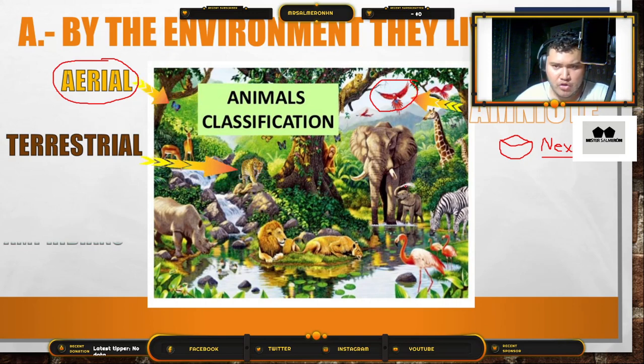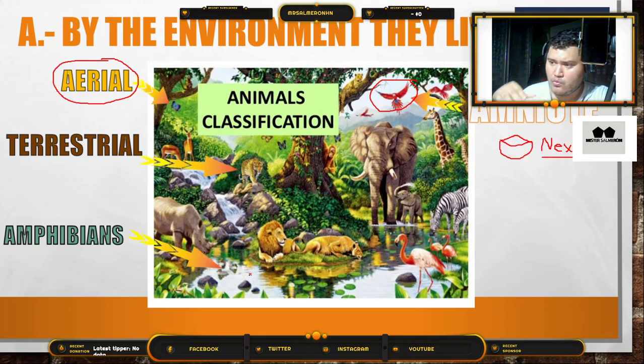Now, after the amniote, we have the amphibians. Amphibians are animals that can live in both places, water or land. How is that possible? There are animals that can live in both places at the same time, like the salamander. They can swim in the water, and then they can go outside and walk over the land. And there are other amphibians that in some period of their lives live in the water, and then they start to walk on the land. How is that possible? One example: the frog. The frog is a clear example of that.